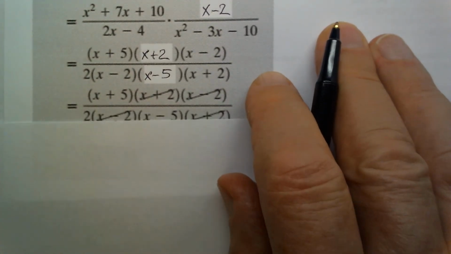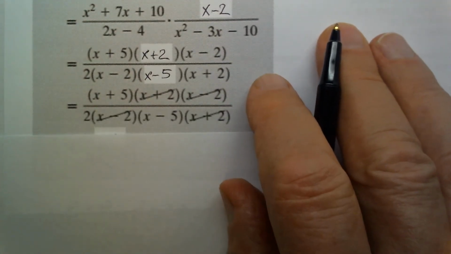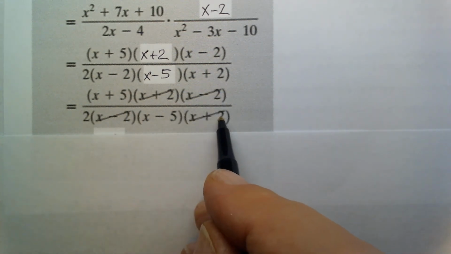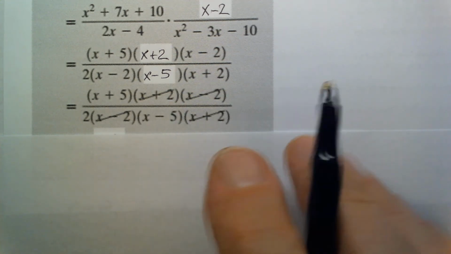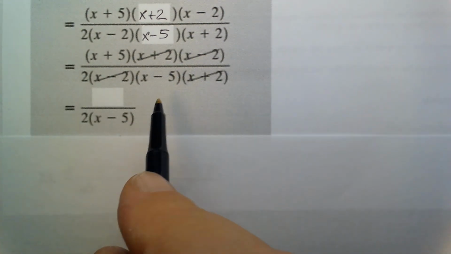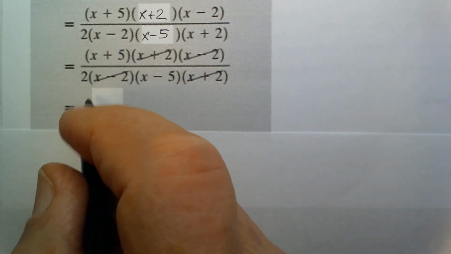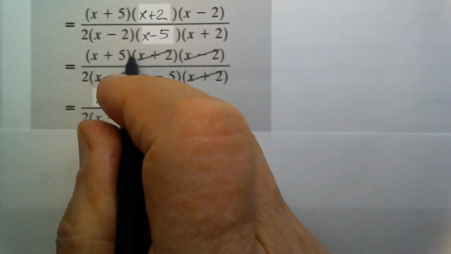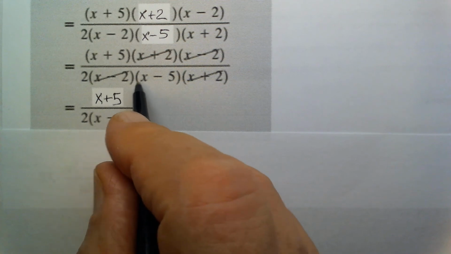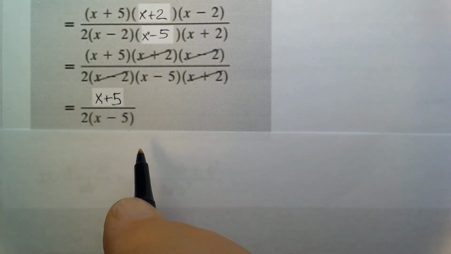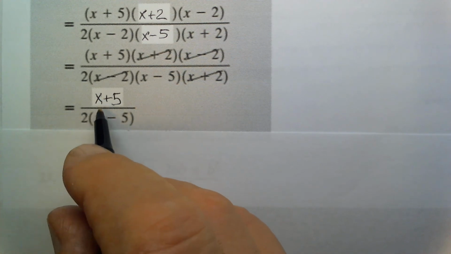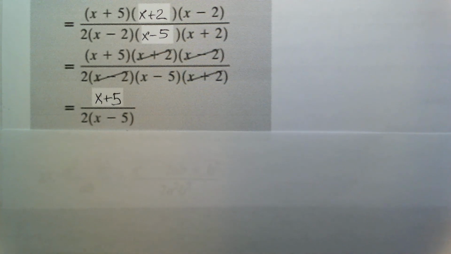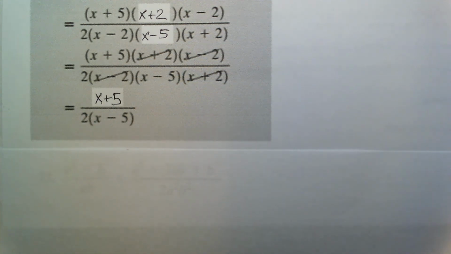Now we can cancel a number of factors. We can cancel the x minus 2 against the x minus 2 and the x plus 2 against the x plus 2. And what remains is the x plus 5 divided by 2 times x minus 5. And again, as tempting as it may look to cancel the x and the 5s, don't do it because these are terms of a sum. And remember, we can only cancel factors. So don't ever make that mistake.